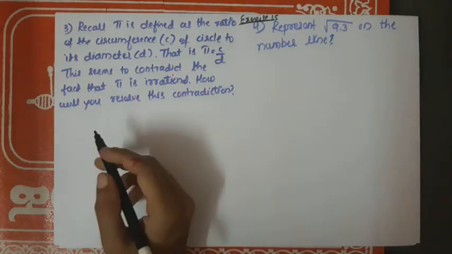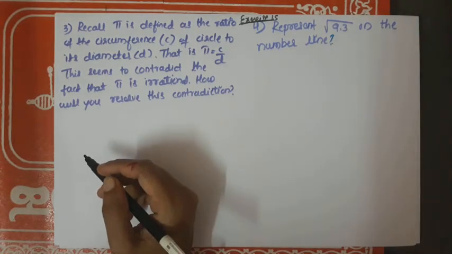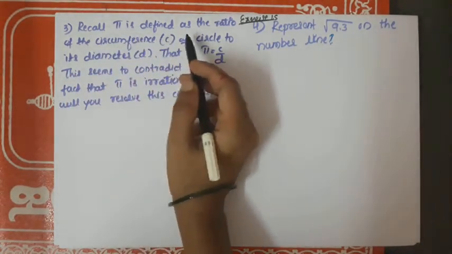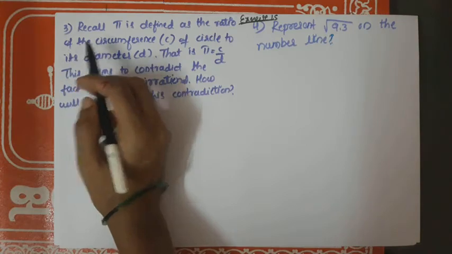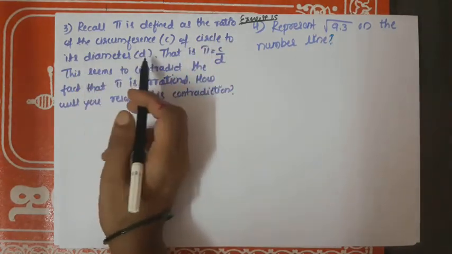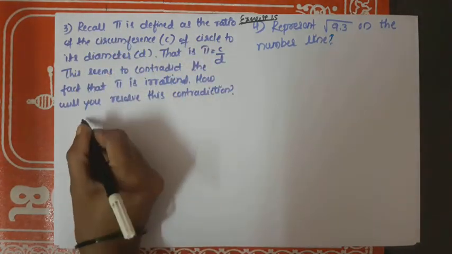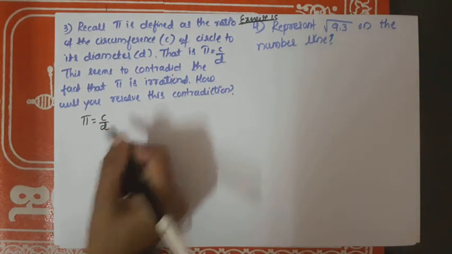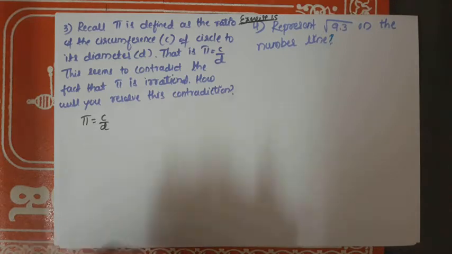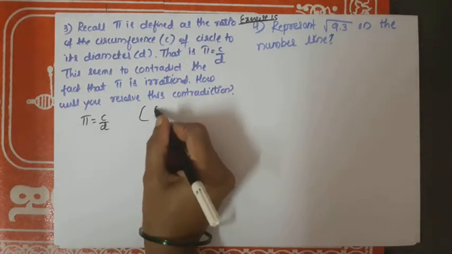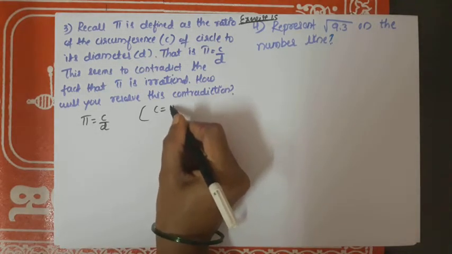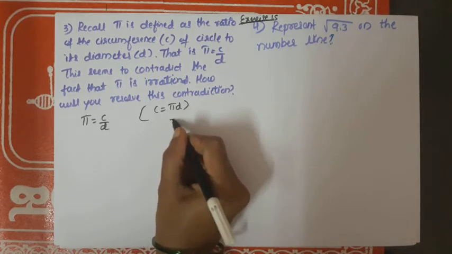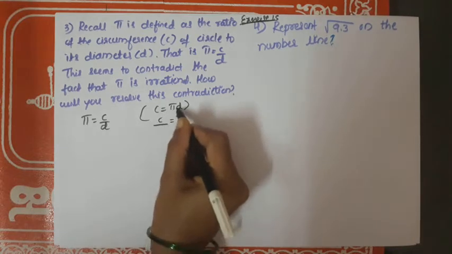So, third question of exercise 1.5 of ninth class, first lesson. Recall, pi is defined as the ratio of the circumference of the circle to the diameter. Yes, we know pi can be written as c by d. Just remember what we learned in the last class: circumference is equal to pi d. Then pi can be written as c divided by d.